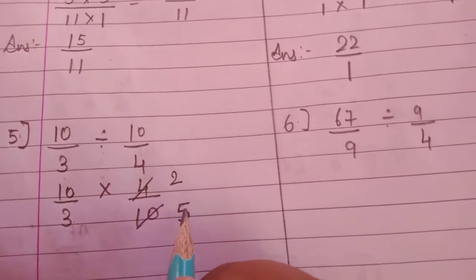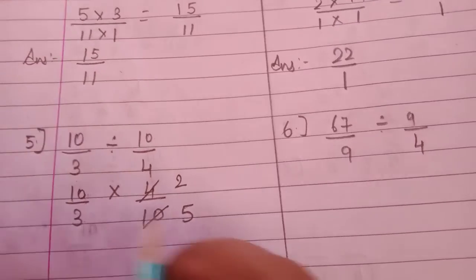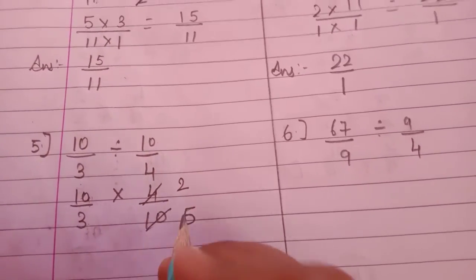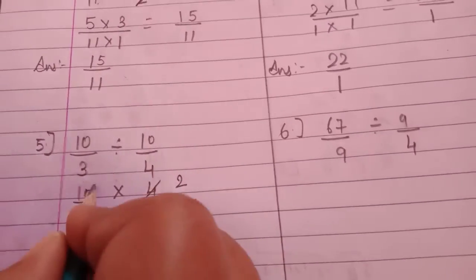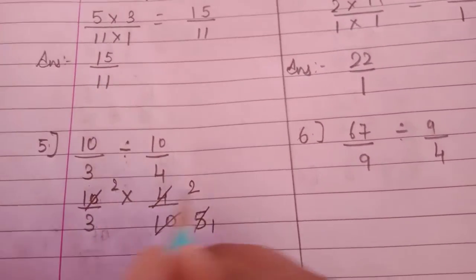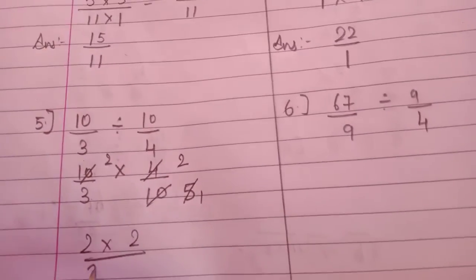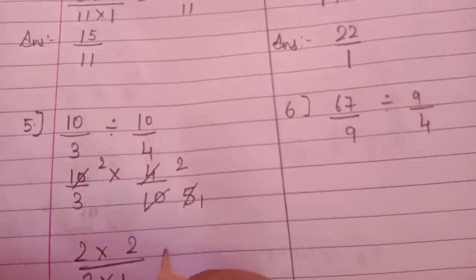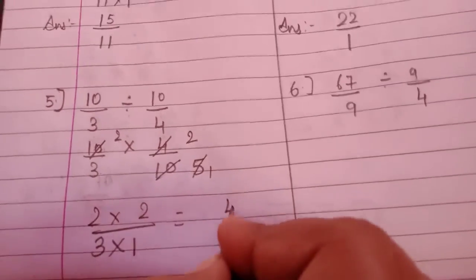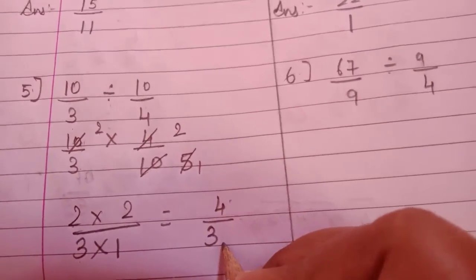And here see, the 10 in the opposite, 10 upon 5. In the 5 table, will 10 come? Yes. So 5 1s are 5, 5 2s are 10. So now we will multiply. Now 2 multiply by 2 upon 3 multiply by 1. So 2 2s are 4, then 3 1s are 3. 4 upon 3.